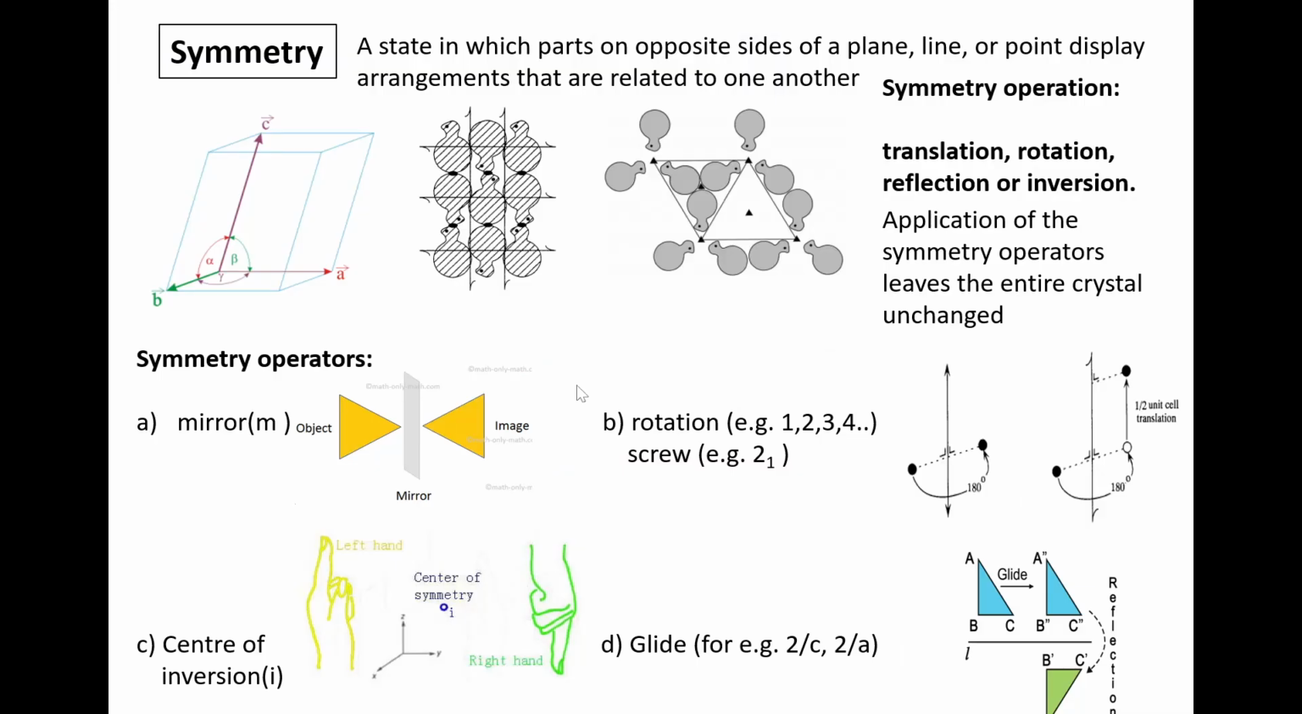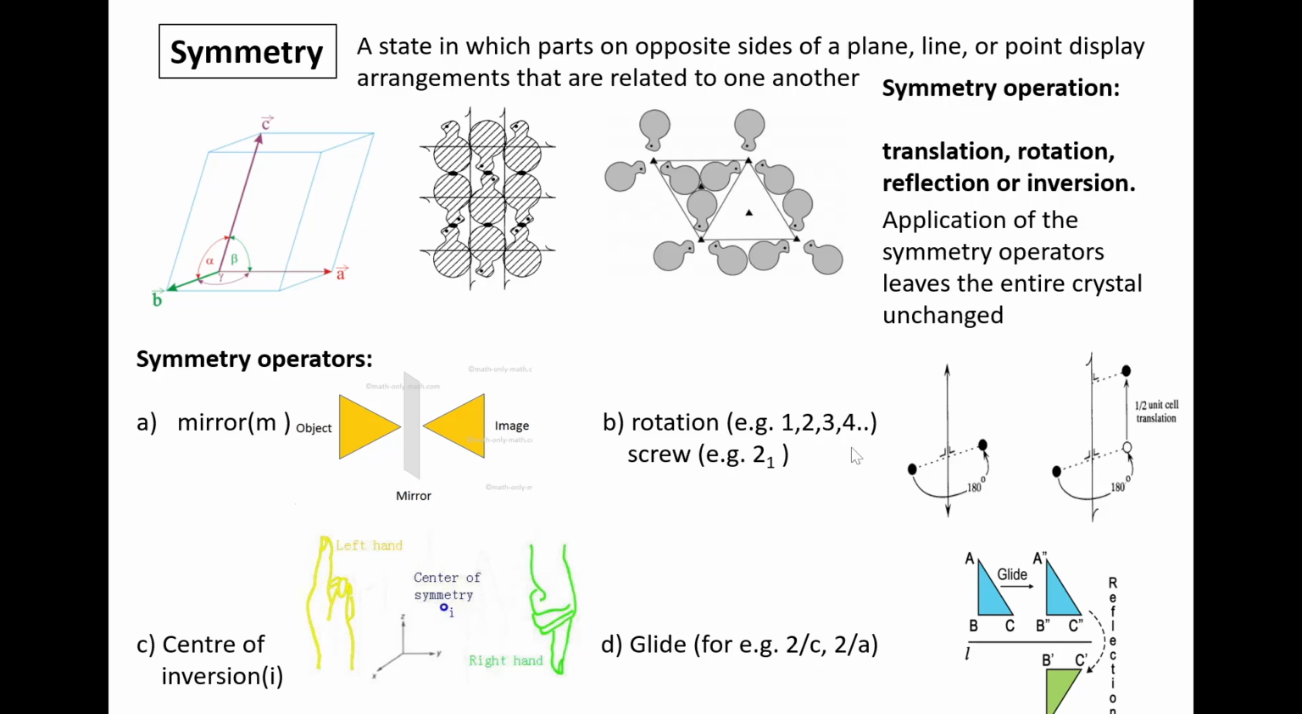So I was telling that each atom in a crystal is actually associated with one another through some symmetry operators like mirror, center of inversion, rotation, or glide. I have described all these symmetry operators in the last video. You can look into it in detail, and if you have any doubt, you can ask me.